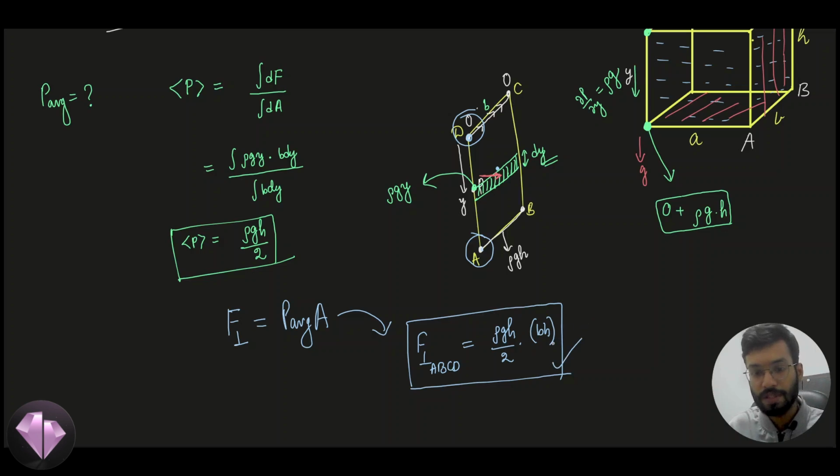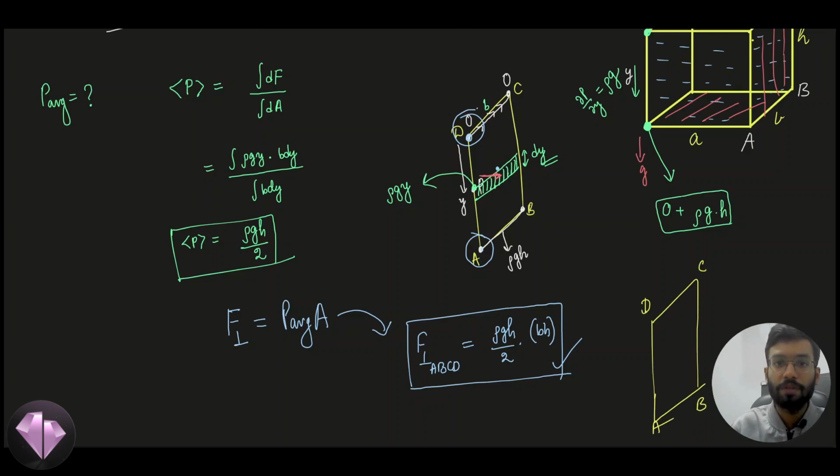There are three things. First is the magnitude. What is its direction? The direction is quite simple. You can see that this is my surface ABCD. What is the direction of force? The force is applied in this direction, which is perpendicular to the surface. So the force is applied in this direction with this magnitude.